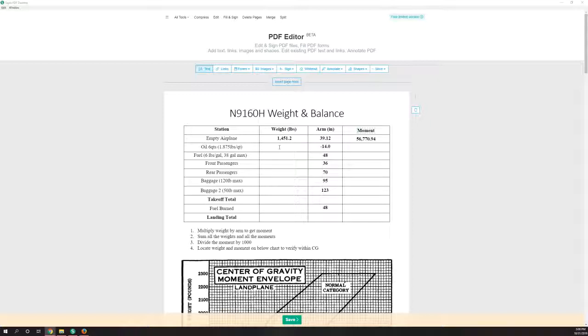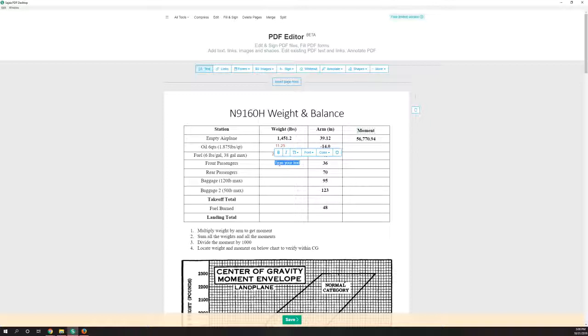So in this case, oil. So oil will have 6 quarts. Each quart of oil weighs 1.875 pounds. So just do the math. 6 times 1.875 is going to be 11.25. Fuel, we have 38 gallons of usable fuel, so that's what we're going to use in the fuel station. And so if each gallon of fuel weighs 6 pounds, 6 times 38 is going to be how much weight of fuel we have. And so we're going to have 228 pounds of fuel.